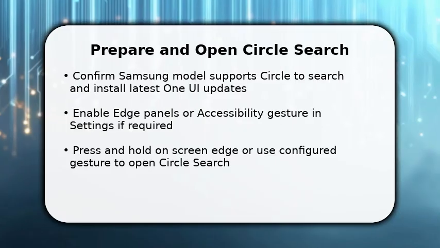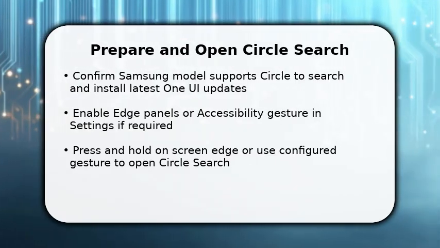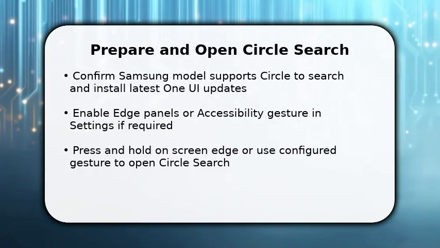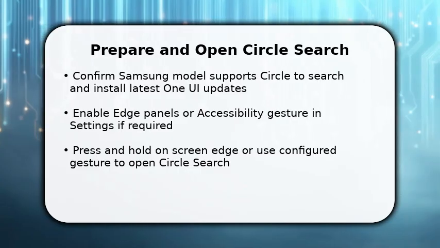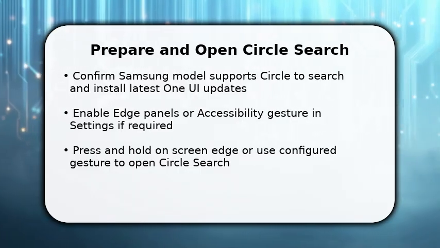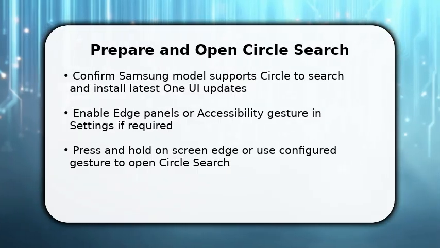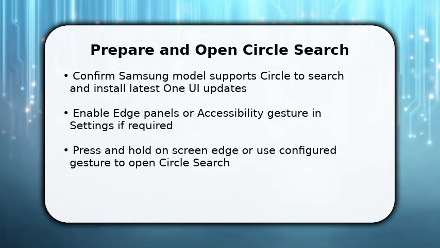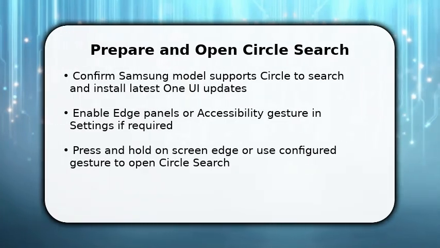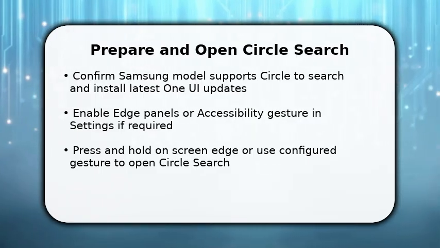You start by making sure your phone supports Circle to search and that One UI is up to date. This avoids compatibility problems. Next, enable the Edge panel or the accessibility gesture as required, because Circle uses those input paths. Once done, position your finger at the screen edge and press and hold the configured spot to summon the circle. You feel a subtle haptic feedback when it's ready. This sequence gets you into the tool fast so you can search immediately.